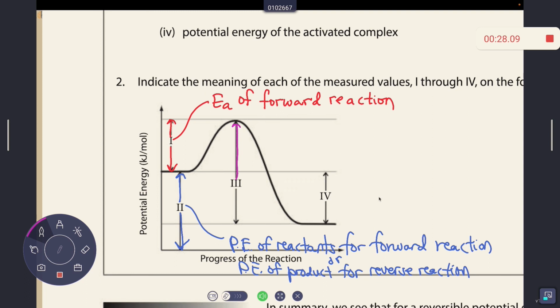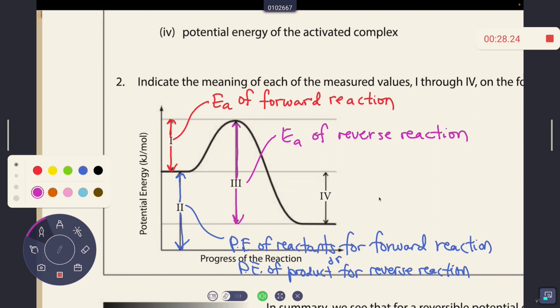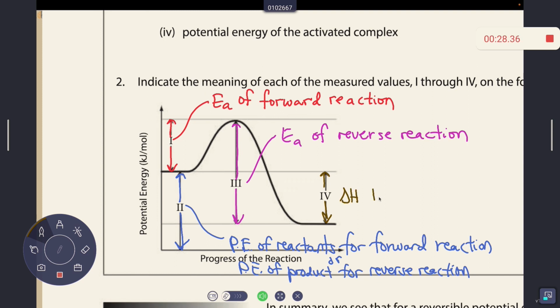This Roman numeral 3 would be what? Activation energy for reverse. Yeah. Activation energy of the reverse reaction. Okay. And then this Roman numeral 4 would be what? Enthalpy change. Yeah, or it's also known as delta H, or the heat of reaction is typically what they call it when we're looking at potential energy diagrams, okay? We good with that part? Okay. Next page. Last page.